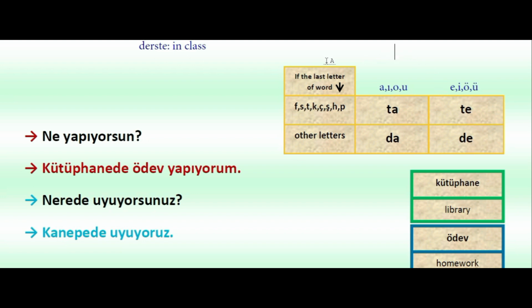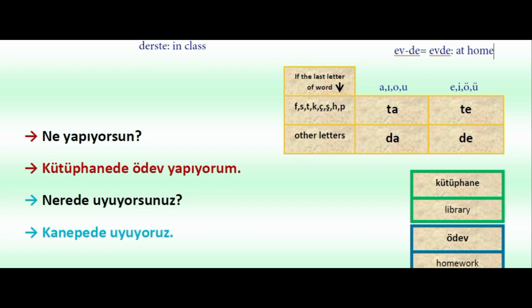So for example, let's say ev. Ev was house, home. So how can we say at home? We will be checking the last letter firstly, v. V is not on this list, so it must be in this category. Okay, we can use da or de. And later we are checking the last vowel, and that is e in this word. So after e we can use de. So that will be evde. Evde will mean at home.